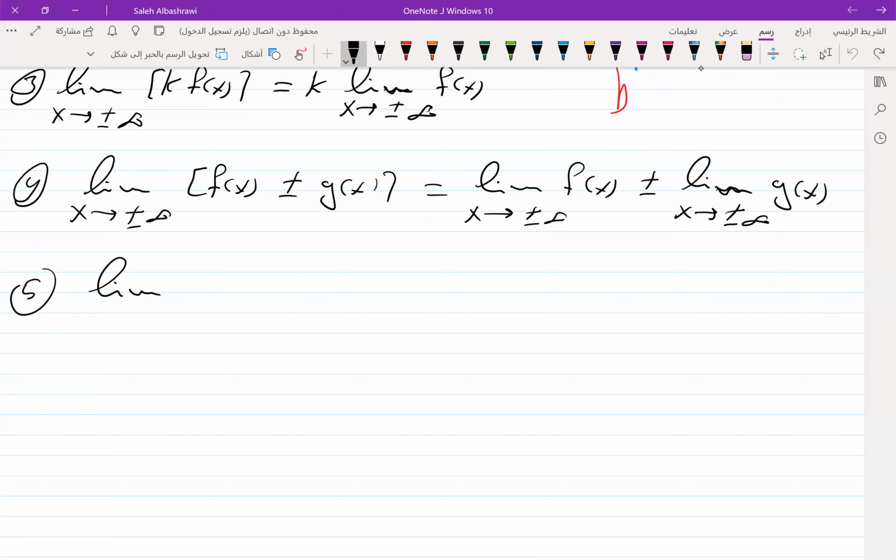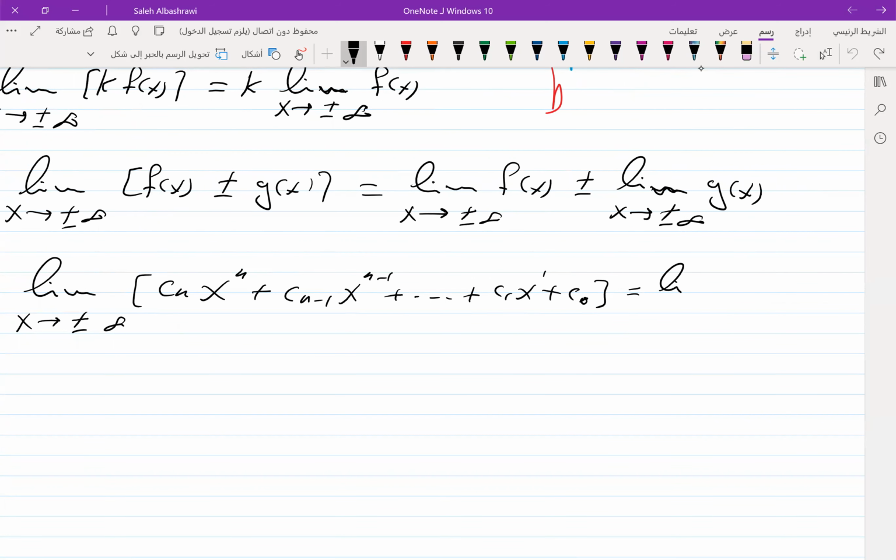If I have a polynomial, as x goes to plus or minus infinity of some polynomial, let's say c n x to power n plus c n minus 1 x to power n minus 1, keep going like this, c1 x to power 1 plus c0, this will be equal to the limit of the highest power. Taking the limit of the highest power. This will be very useful.